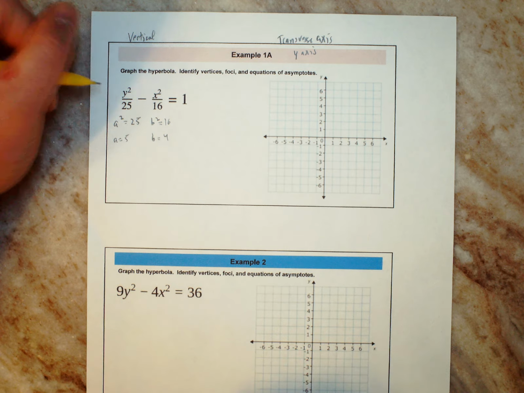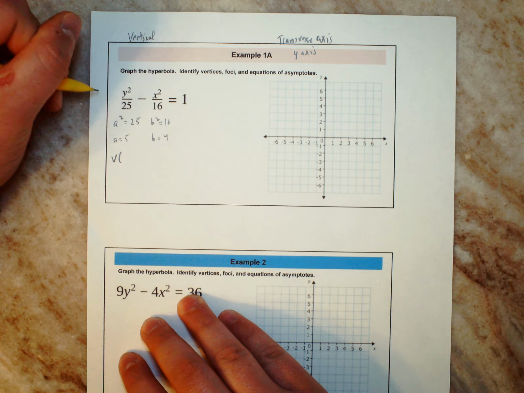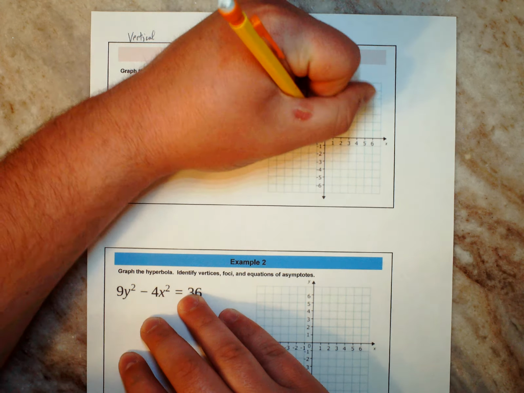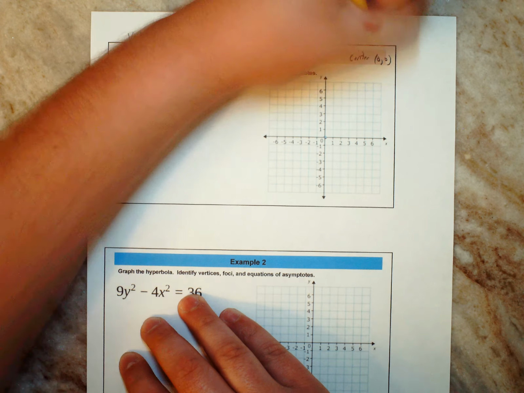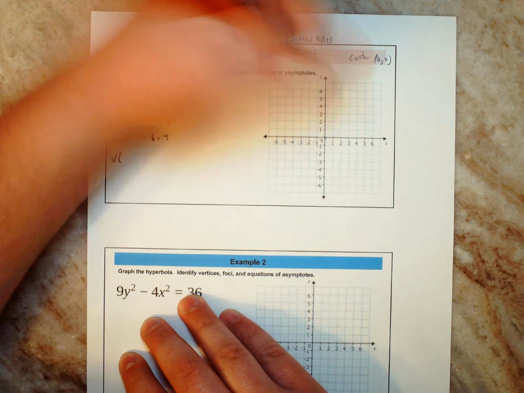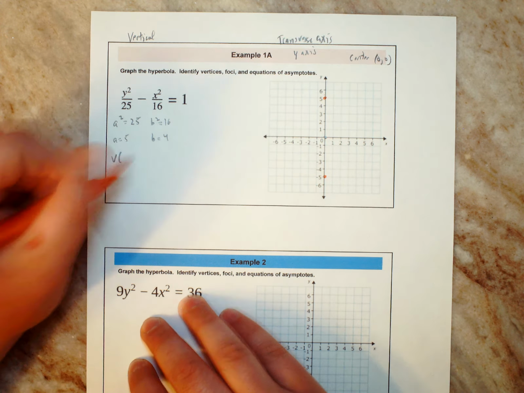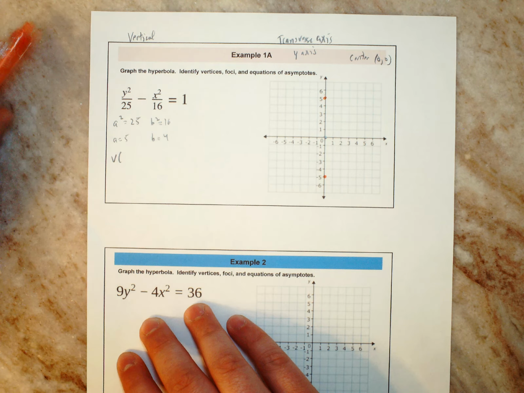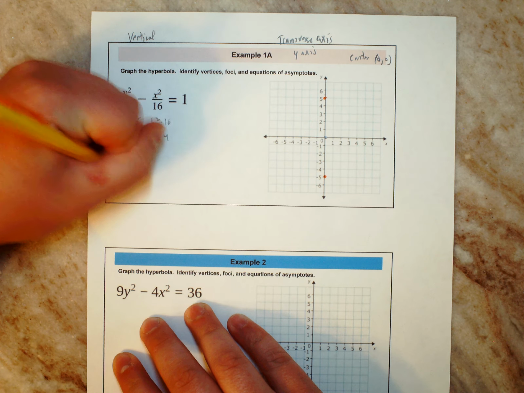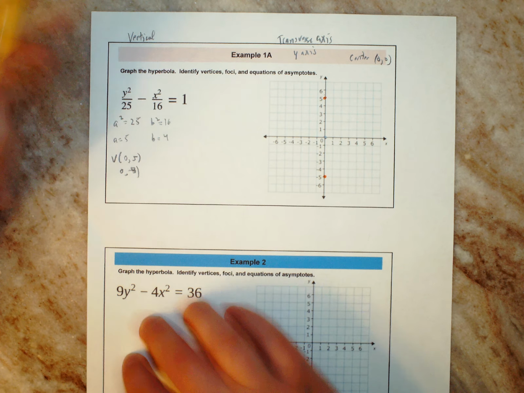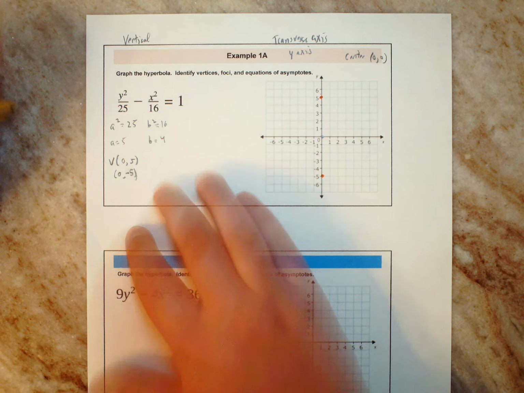So because it's vertical, my vertices, judging from the a value, are going to be 5 units away from the center. So my center is at 0, 0 for today. So there's my center at 0, 0. I'm going to use orange again. And I'm going to go 5 units up. So there, and then 5 units down. So those are my vertices. So my vertices are going to be 0, 5, and 0, negative 5. So now I got to get the foci.